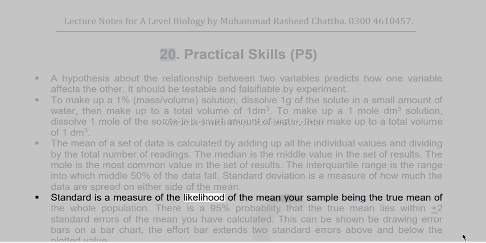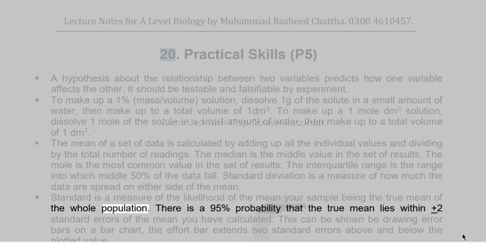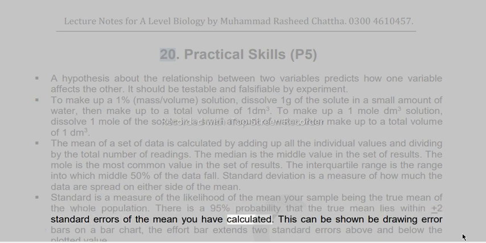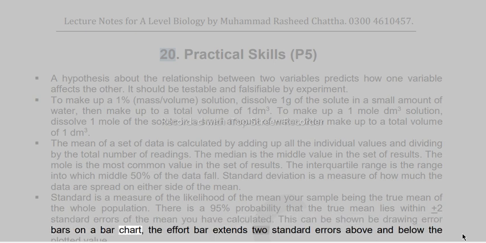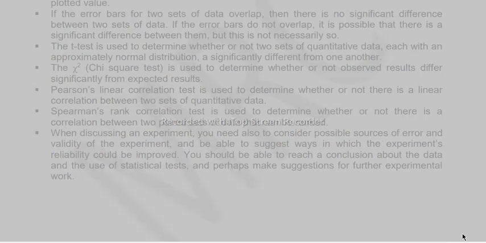Standard error is a measure of the likelihood of the mean of your sample being the true mean of the whole population. There is a 95% probability that the true mean lies within ±2 standard errors of the mean you have calculated. This can be shown by drawing error bars on a bar chart. The error bar extends 2 standard errors above and below the plotted value.